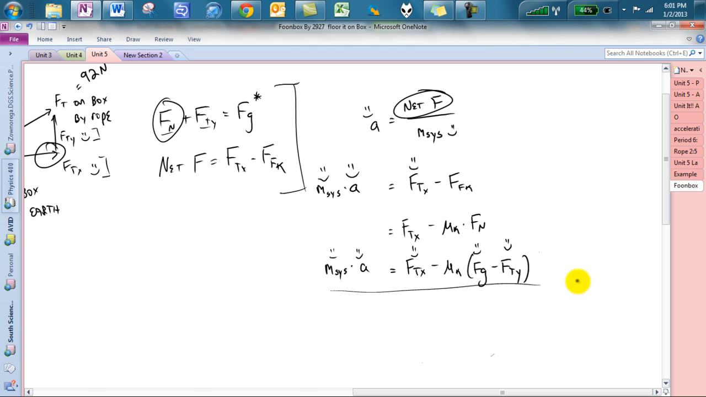I believe I have an answer here. It's 0.694. Don't hold me to it. I did that very quickly. Try it out yourself, and if you have any problems, let me know about the math, but that is how you would solve for it. Again, aiming for that mu k.